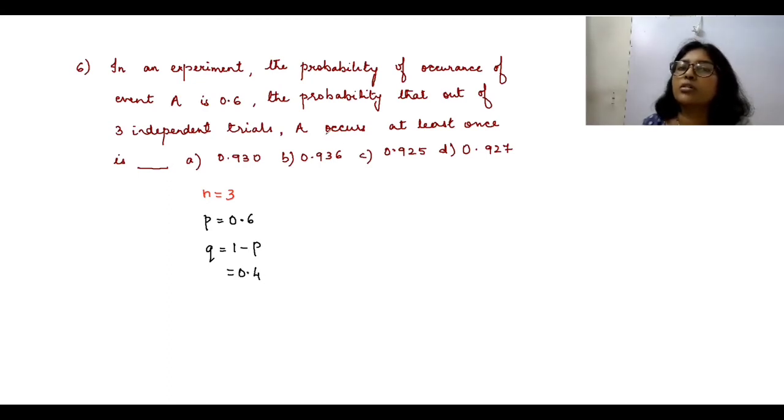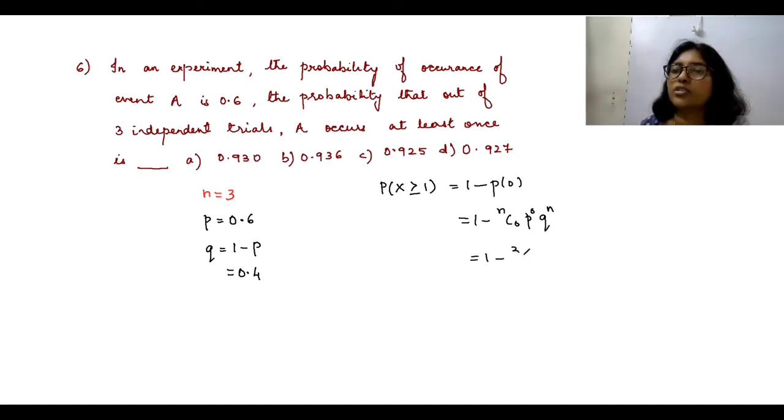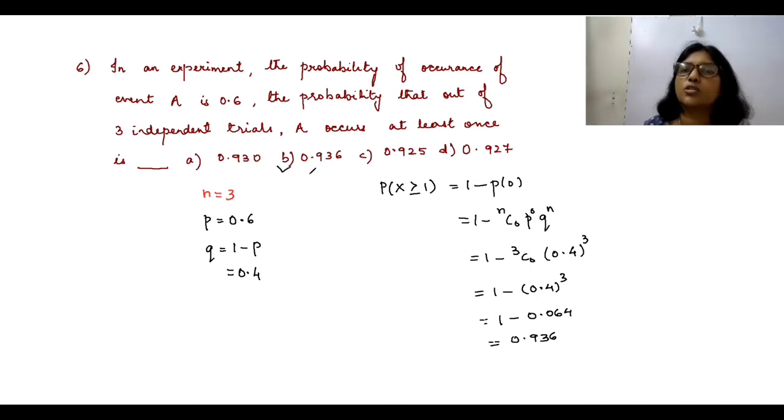We are looking for A occurs at least once. So x greater than or equal to 1. We can simply find 1 minus P of 0. And P of 0 is nC0, P raised to 0, Q raised to n, and n is 3. So 3C0, which is obviously going to be 1. P raised to 0 is 1. We are not writing. 0.4 cubed becomes 1 minus 0.064. Simplify, you get 0.936. Do we have that? Yes, it is option B.